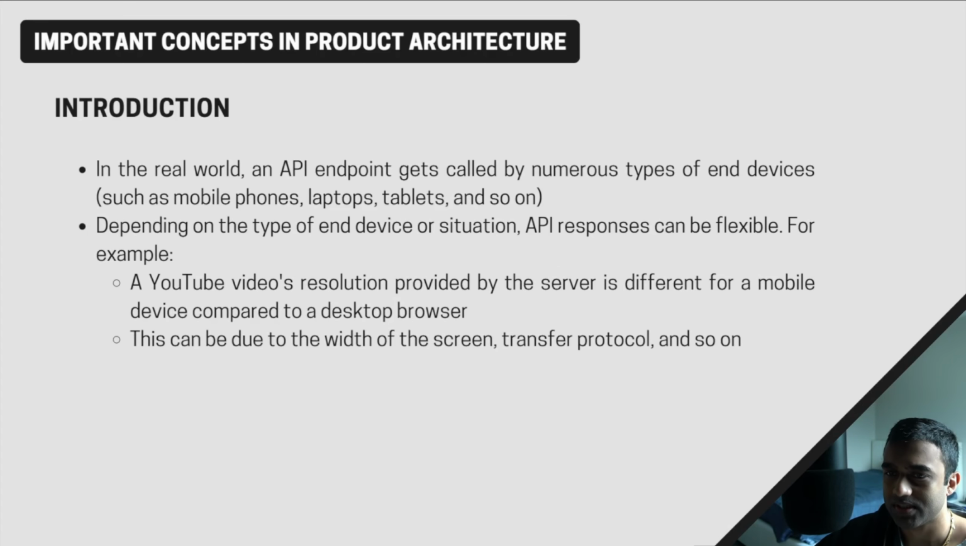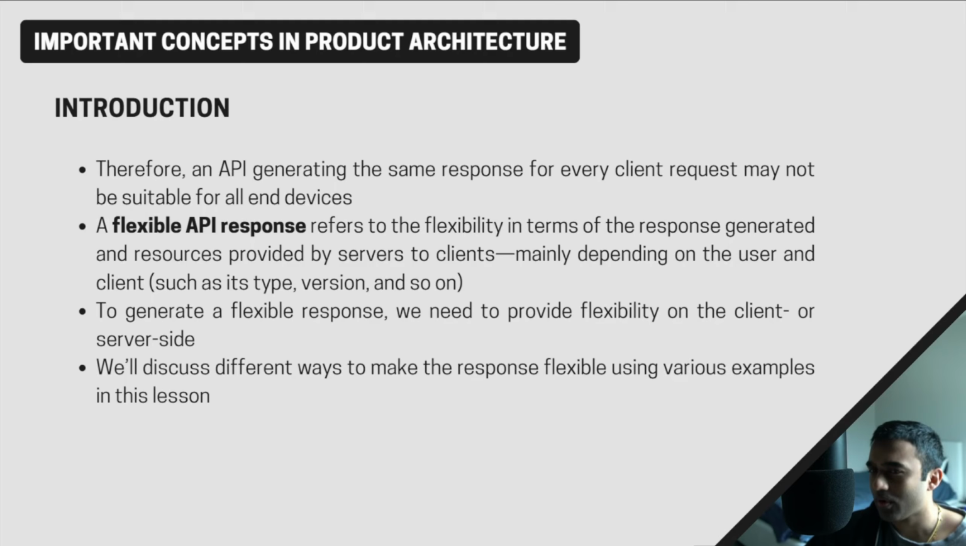To introduce this, in the real world, an API endpoint gets called by numerous types of end devices, such as mobile phones, laptops, tablets, and so on. Depending on the type of end device or situation, API responses can be flexible. For example, a YouTube video resolution provided by the server is different for a mobile device compared to a desktop browser, and this can be due to the width of the screen, transfer protocol, and so on. Therefore, an API generating the same response for every client request may not be suitable for all end devices.